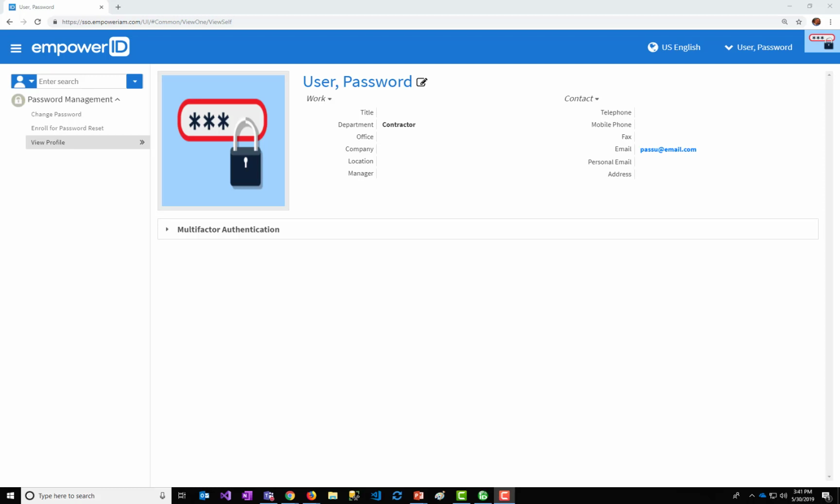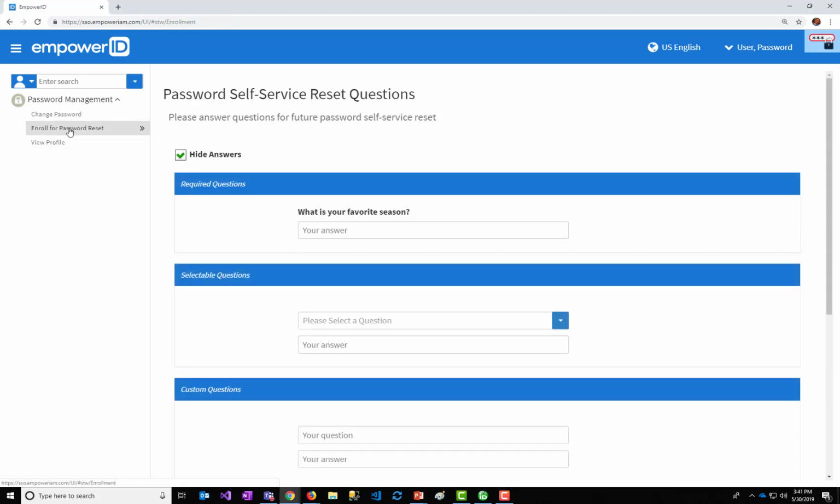First off, we'll just show a little bit about password management in general. In EmpowerID, I'm logged in as this test user, just a password user. I can see and manage my profile. I can manage my multi-factor authentication options, which will become important later when I'm proving my identity. I can still do the traditional question and answer-based password self-service reset if desired.